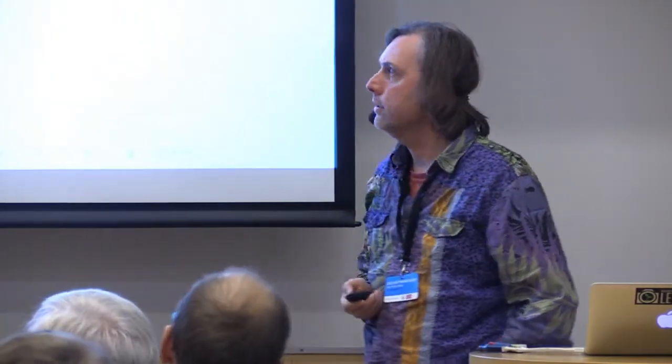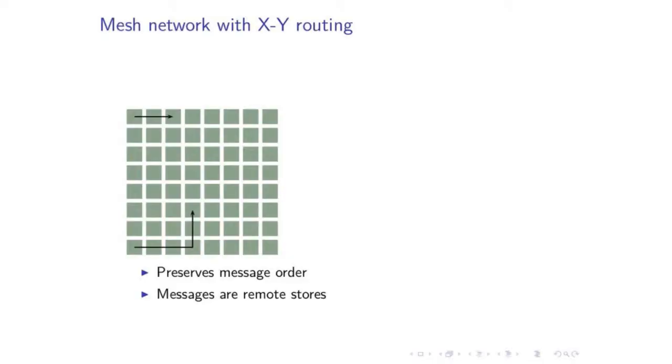So over to the machine, the Black Arrow machine. What is it? Well, it's a rectangular mesh, no torus connections around the edges. And the mesh has a network, so every little tile has a router. So every tile can say, oh, I want to send a message to the tile over here. And the tiles in between, the programs running on those tiles are not involved at all. So it's an ordinary network, and it preserves message order.